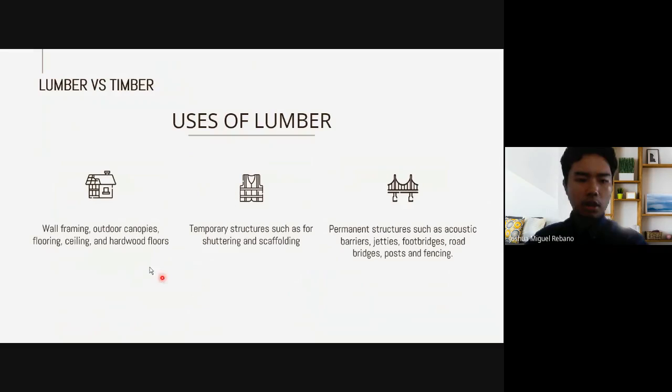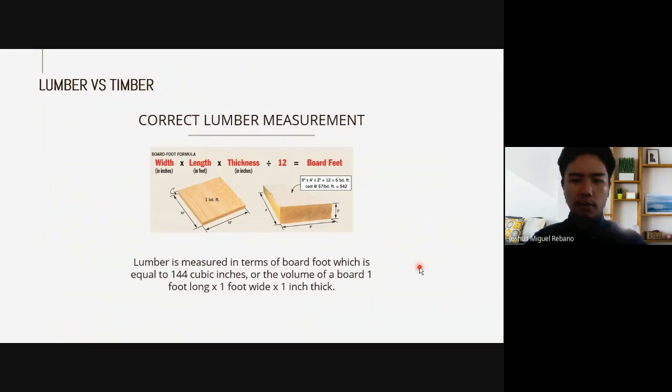So what are the uses of lumber? Most commonly they are used in outdoor canopies, flooring, ceiling, and wall framing. They are also used in temporary structures such as scaffoldings and shutterings, and also for permanent structures such as bridges, fencings, and posts. So how do we measure lumber? To measure lumber, we have three dimensions, which are the width, length, and thickness. We divide them by 12 so that we can get board feet, because 1 foot is 12 inches. Generally one board foot is 1 foot long, 1 foot wide, and 1 inch thick.